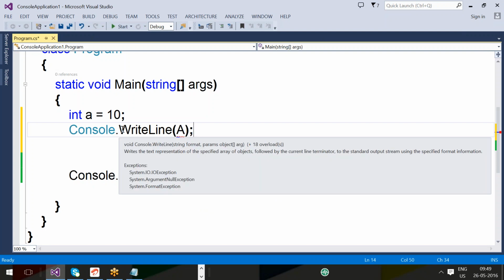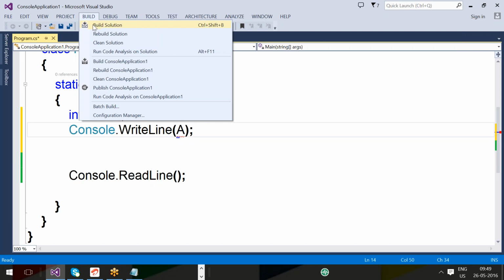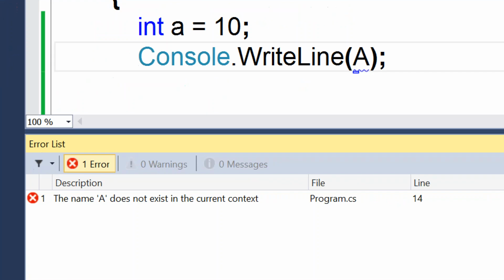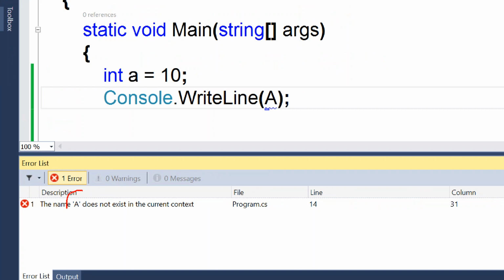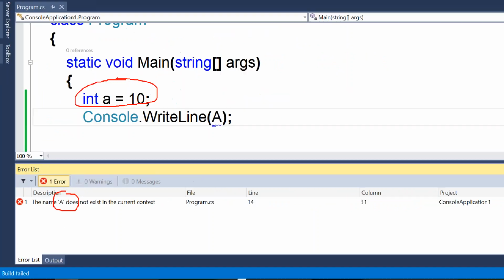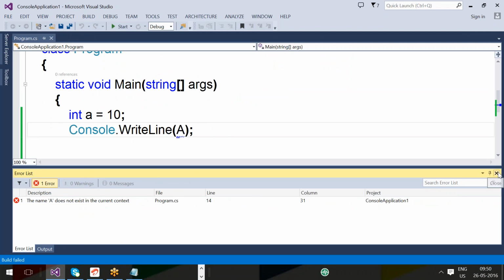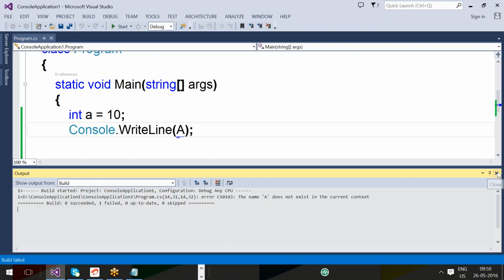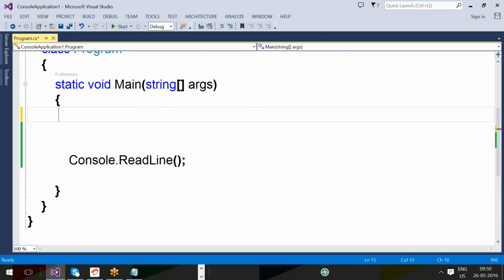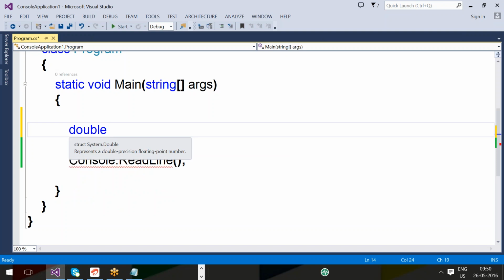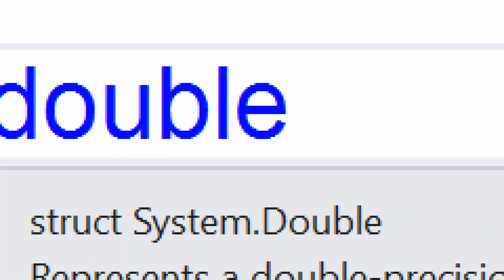Because you initialized the value into small a, and you are trying to print it with the help of capital A. Immediately the compiler will generate an error: the name A does not exist. You didn't declare capital A, you declared small a. That's why the compiler is giving an error, because it proves that C#.NET is a case sensitive language. Remember this point. According to that, just now we discussed double, System.Double.